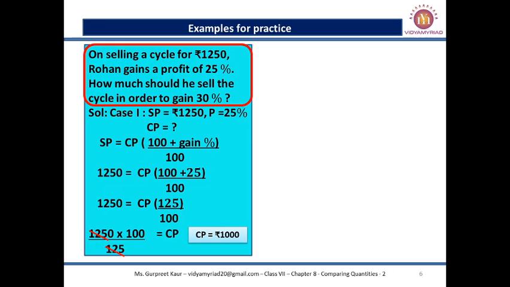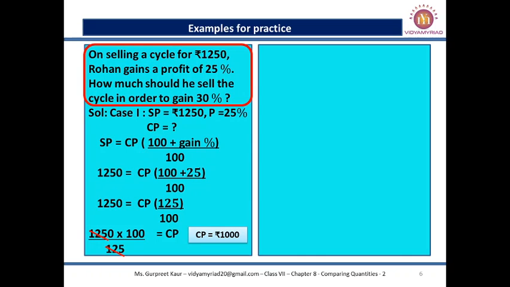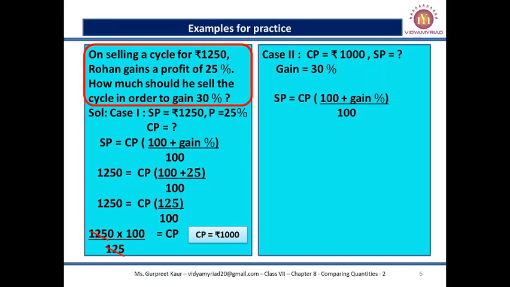In your rough hand side, calculate 25% of 1000 and add it. So 1000 multiplied by 25 upon 100, you will get 250. So 1000 plus 250 will be your selling price, which is 1250. So this is correct. Second case, we need to find out the selling price when the cost price was 1000 and gain is 30%. Again I will put the same formula. I don't know the selling price, but I know the cost price. Just put the values and reduce it wherever possible. You get selling price as 1300.